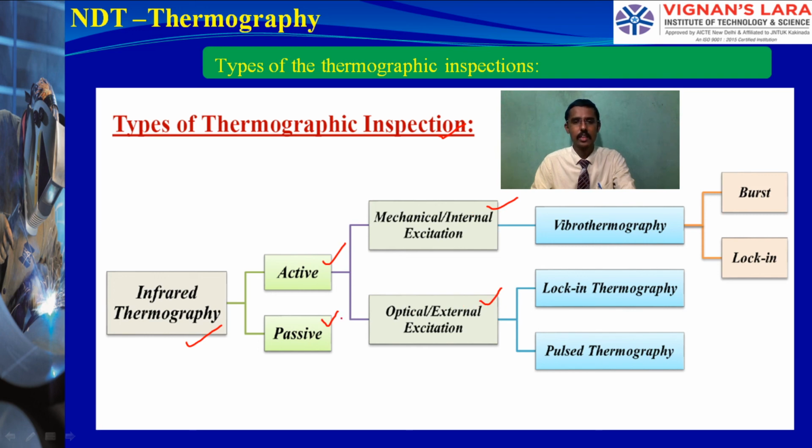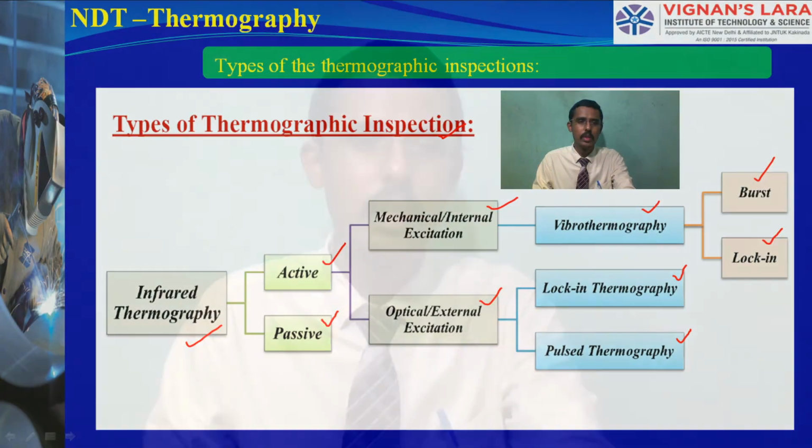Internal, external, active, passive. And further, the internal excitation I am dividing into vibrothermography, which, as I told you, is used to find cracks inside the specimen, in the subsurface. Vibrothermography I am again dividing into two methods: burst mode and lock-in mode. External excitations I am dividing again into lock-in thermography or pulsed thermography. Each one has different types of concepts, so we have to see all this one by one.